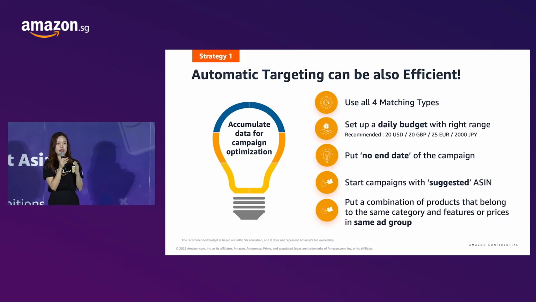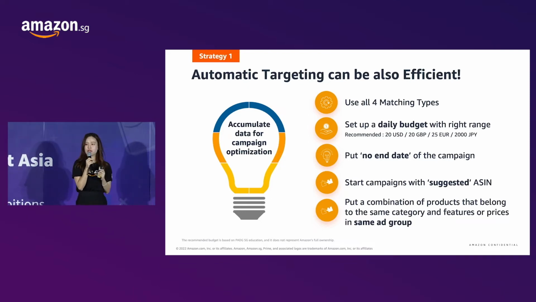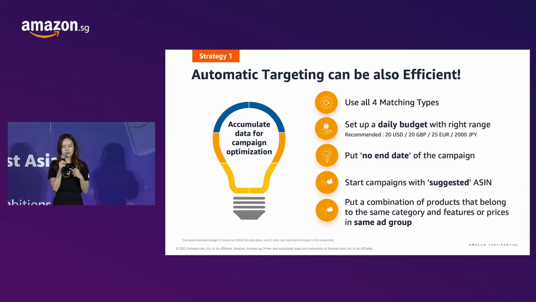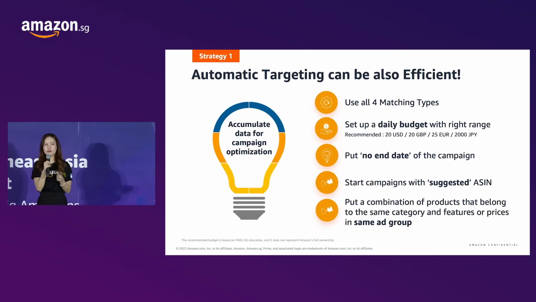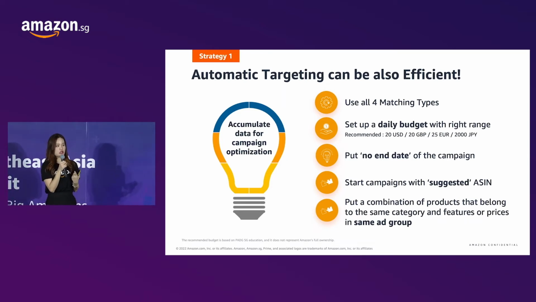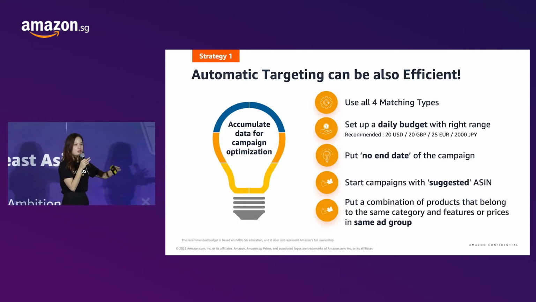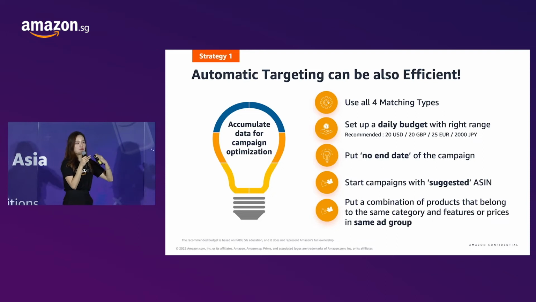Now, set up the daily budget with the right range, recommending about $20 as a minimum. By the performance, you will build up by how many clicks you're generating. For example, with this $20, how is it spent? If the cost is $1 per keyword, you're generating 20 clicks, right? But then, if you generate 25 clicks, it means that it's out of budget, so the campaign will stop running.